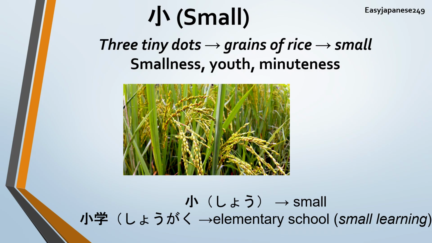The meaning of this radical is small. It looks like a picture of three tiny dots like grains of rice. This radical is used to express smallness, youth, and minuteness. For example, show means small, and shogaku it means elementary school.